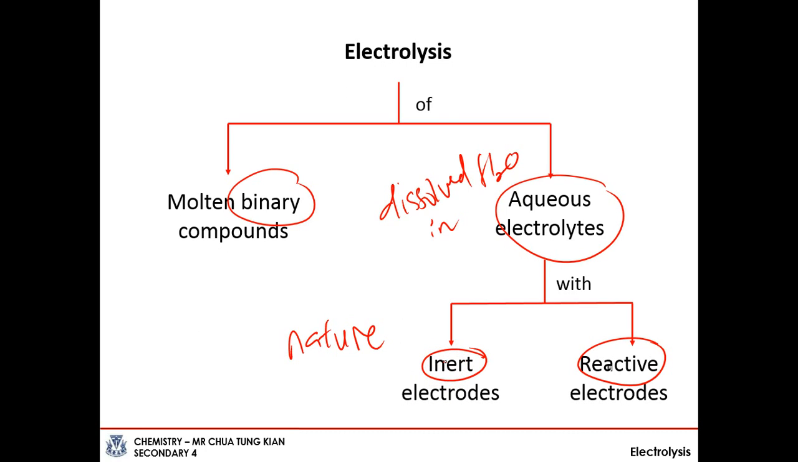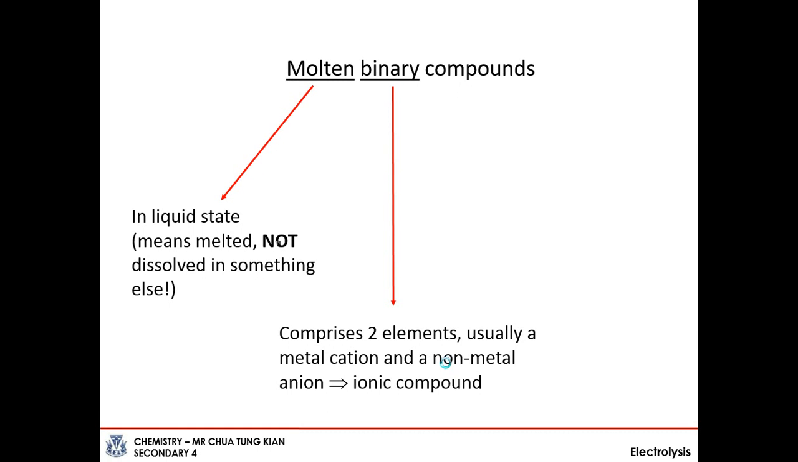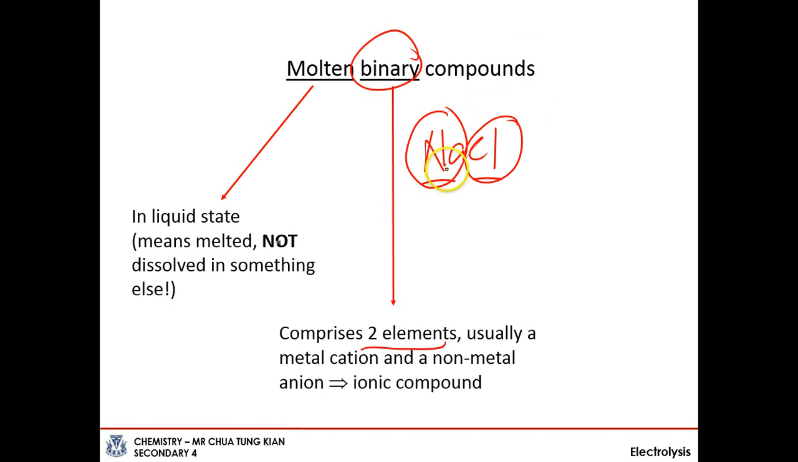So let's take a look at the first area first, the simple one, the molten binary compounds. So what is a binary compound? A binary compound is something which is made up of two elements, usually a metal cation and a non-metal anion. For example, a very simple one is again NaCl. Na and Cl. So Na is one element, Cl is one element. This is the metal part, this is the non-metal part. And if you recall, metals and non-metals usually come together to form ionic compounds.